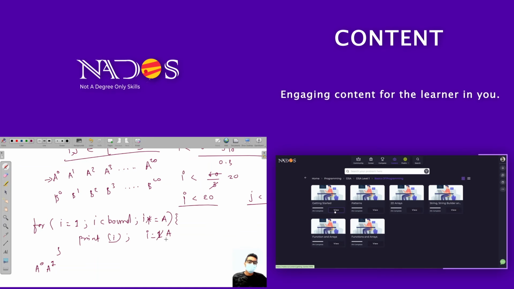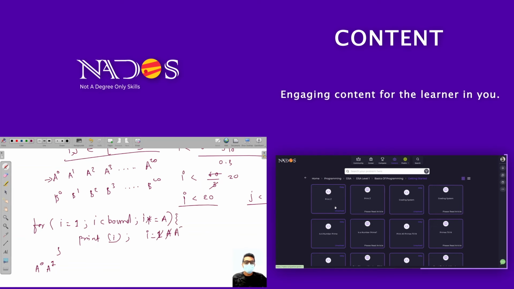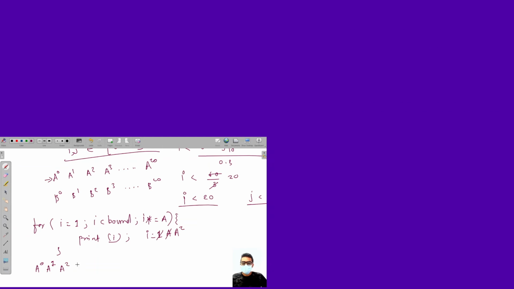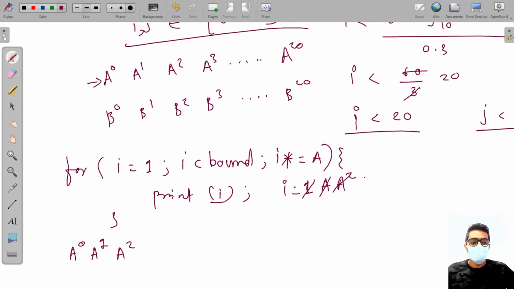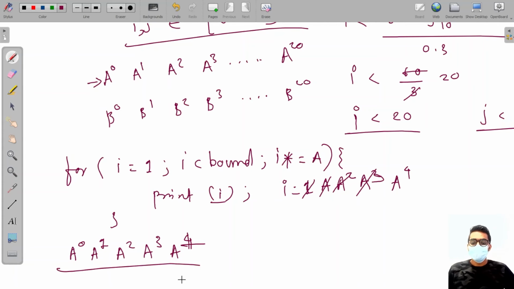Updating our I, multiplying a into a, that is a square. Again multiplying a square with a, that is a cube. Printing that, updating a cube into a, that is a raised to 4. Again printing that, a raised to 4. So we can get this type of combination by using this for loop.